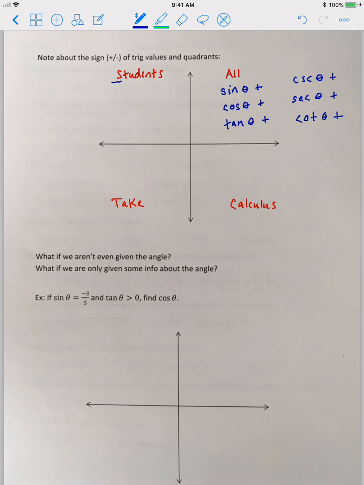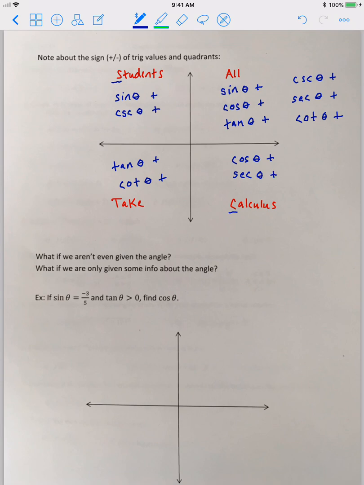In the second quadrant, only the sine of theta is positive, and also its inverse, the cosecant of theta, is positive. In the third quadrant, only the tangent of theta and its inverse, the cotangent of theta, are positive. And finally, in the fourth quadrant, only the cosine of theta is positive, and its inverse, which is the secant of theta, is positive.